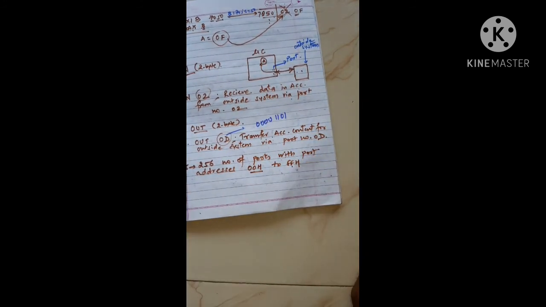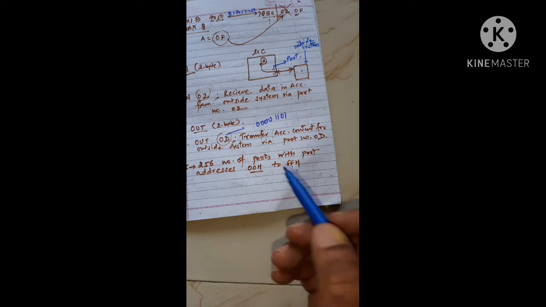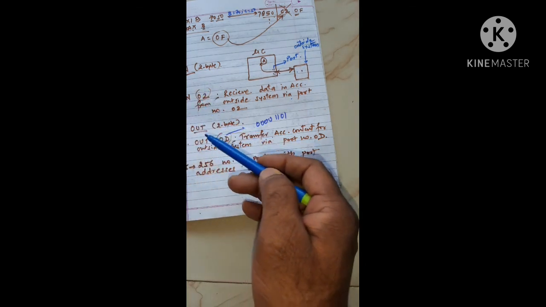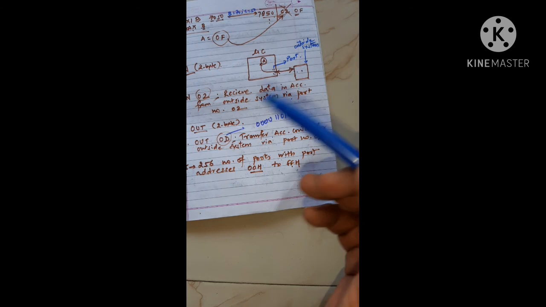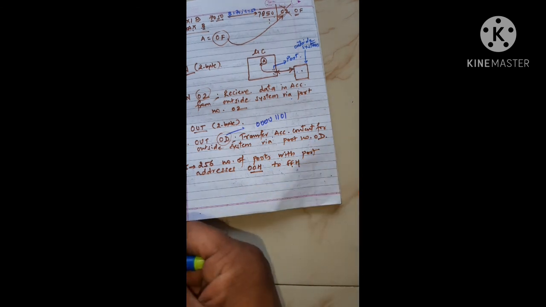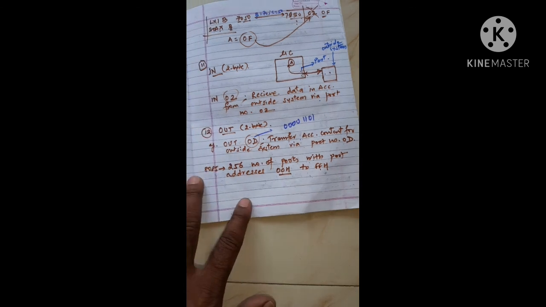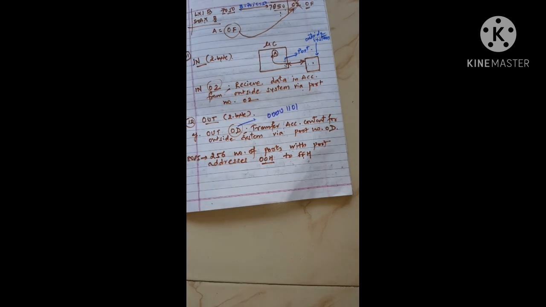So these are today's instructions. We learned LDA, STA, LDAX, STAX. These 4 instructions transfer data between any memory location and the accumulator. We also learned the IN and OUT instructions, to take data in and send data out between the accumulator and an outside digital system connected to a particular port number out of 256. That's it. Thank you.